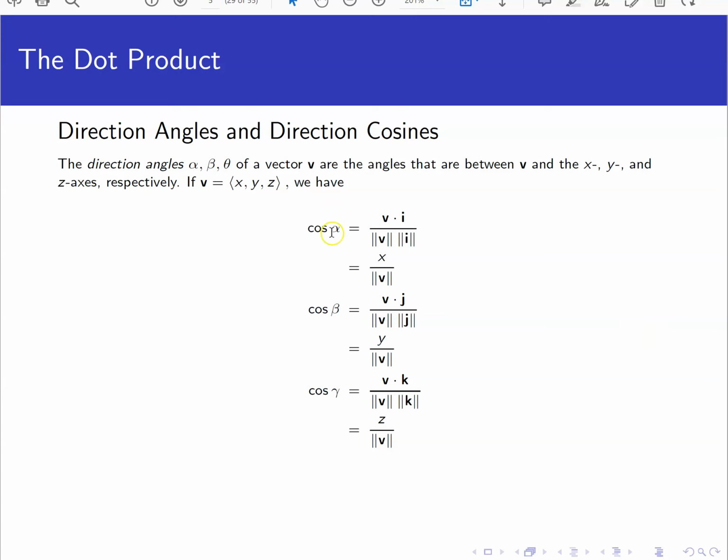So alpha is going to be your angle between v and the x-axis. We can compute it in this fashion. Beta will be your angle between v and the y-axis, and gamma will be the angle between v and the z-axis. Without solving for alpha, beta, and gamma, and just leaving them as the cosines of those things, that's what we refer to as the direction cosines.